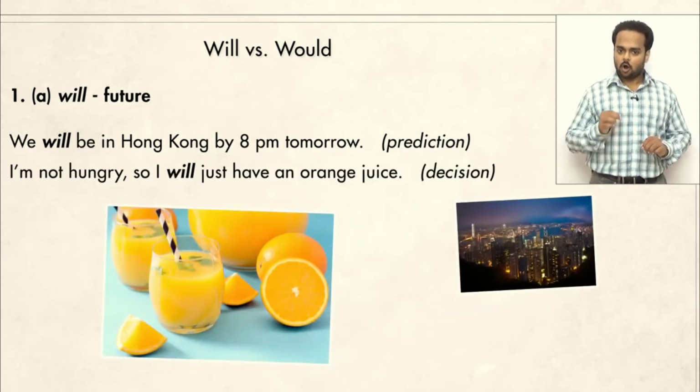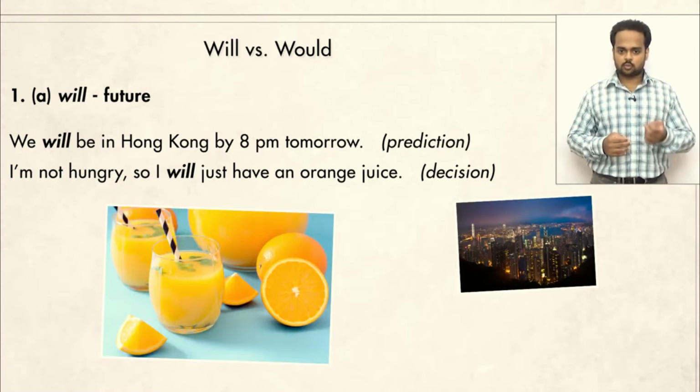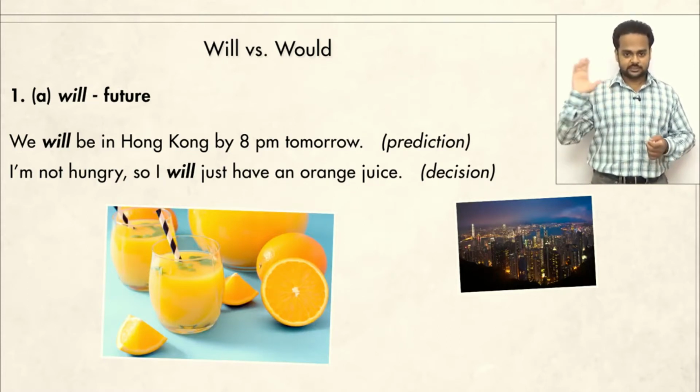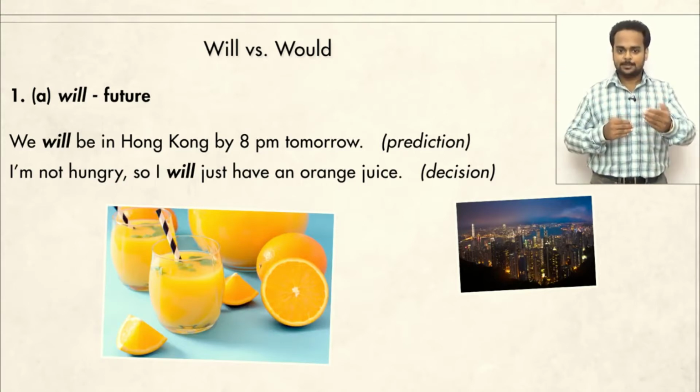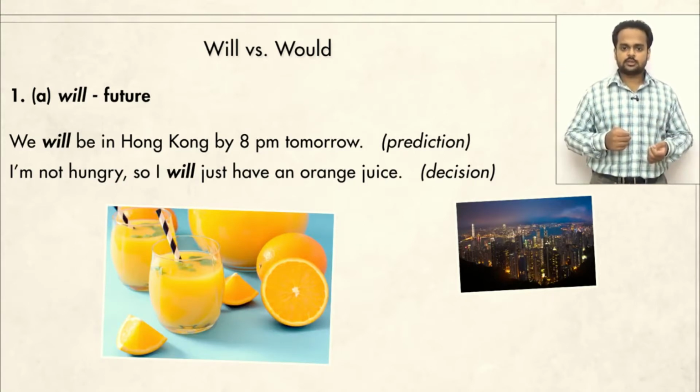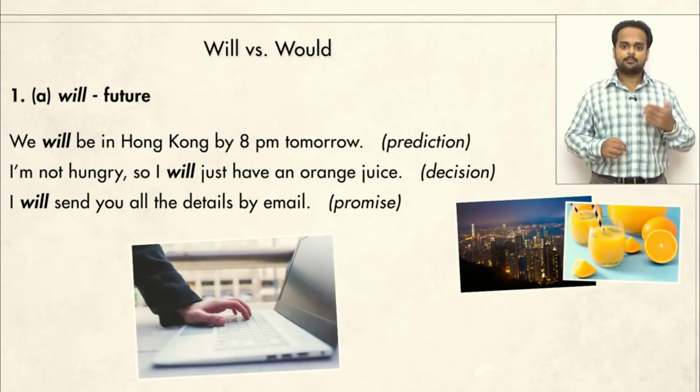This next sentence also talks about the future, but it's a little different. I'm not hungry, so I will just have an orange juice. Imagine that you're sitting in a restaurant with a friend and you say this. Here, you're not talking about the distant future, you're talking about the immediate future. In other words, here will is used to express a decision that you have made. We also use will to make a promise to someone. I will send you all the details by email. So I'm promising to do something for you.